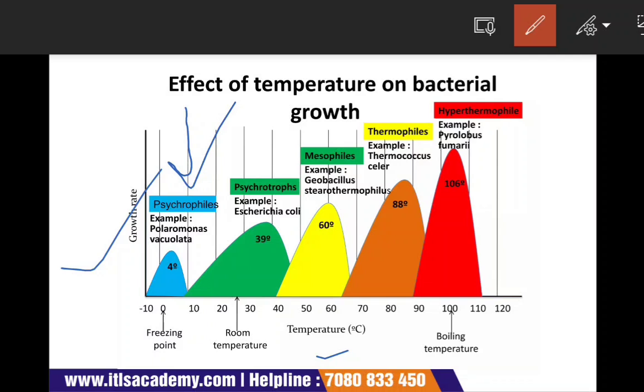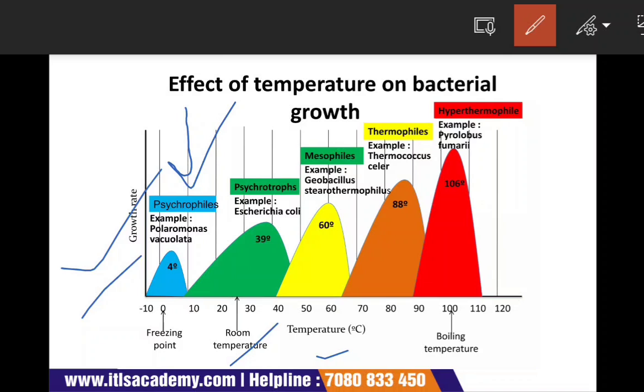Now your next is psychrotrophs, for example E. coli, so they can grow at room temperature. Psychrophiles grow at the freezing point, whereas psychrotrophs grow at room temperature; they require 10 to 35 degrees centigrade, and at this temperature they show their optimum growth.